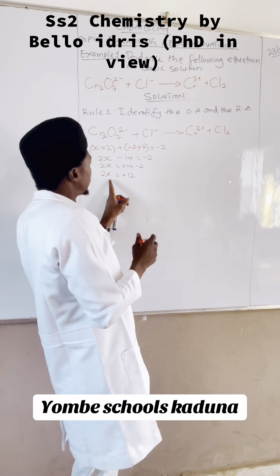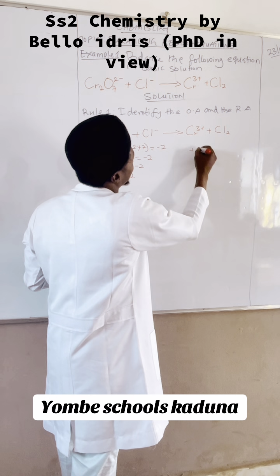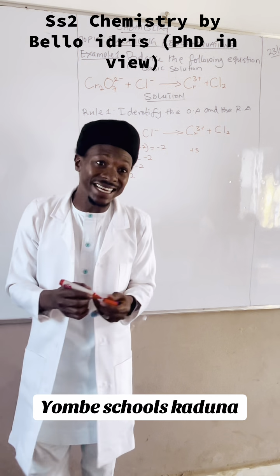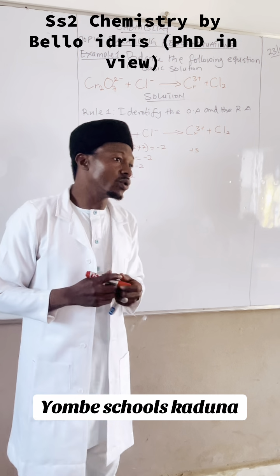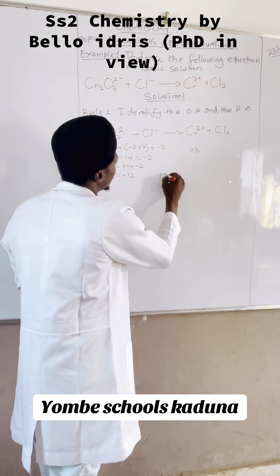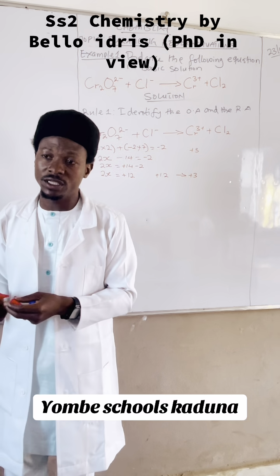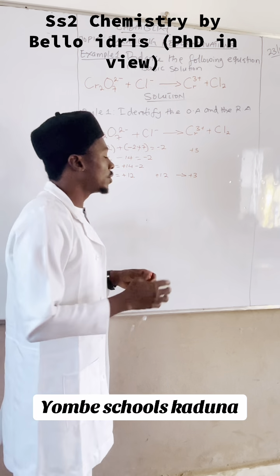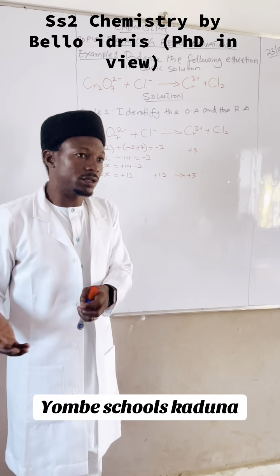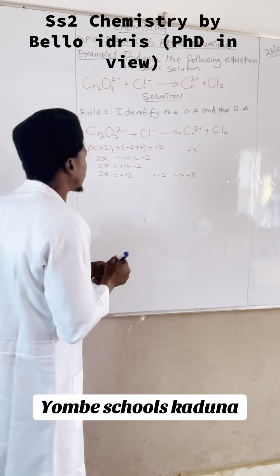Now, since the oxidation state is plus 6 at the beginning of the reaction, and the oxidation state of chromium is now plus 3 at the end of the reaction, does it increase or decrease? It decreases. A decrease in oxidation number is a reduction reaction.